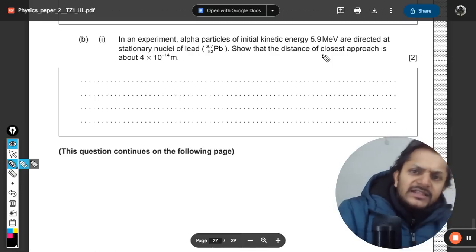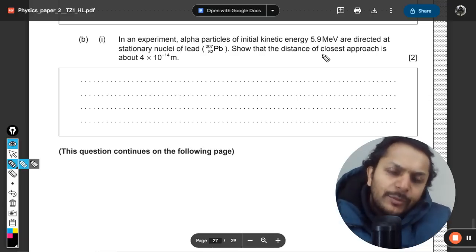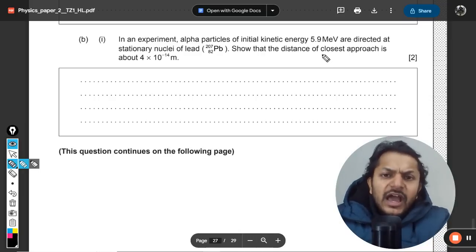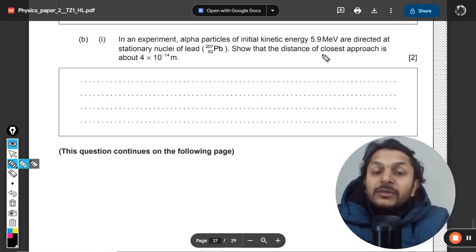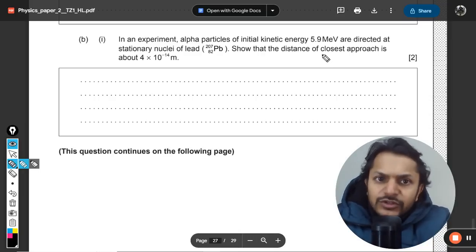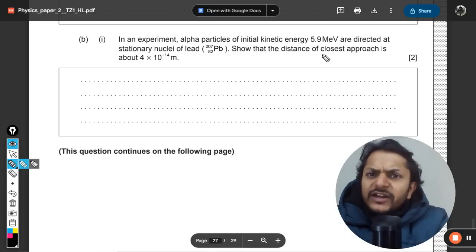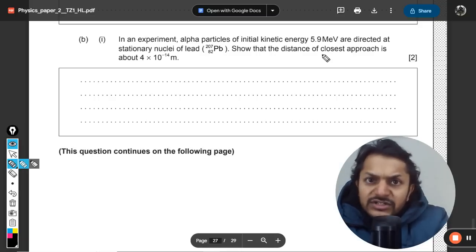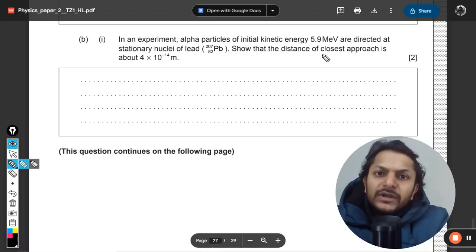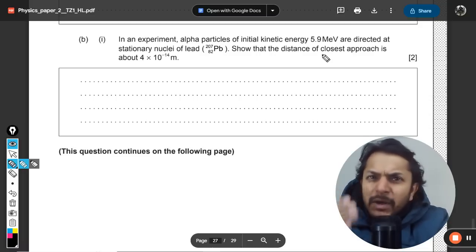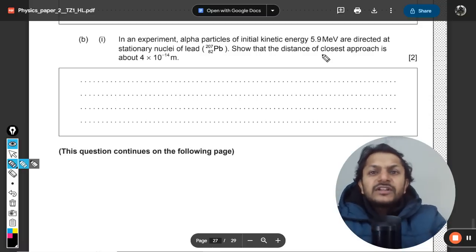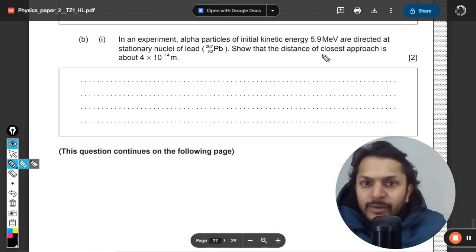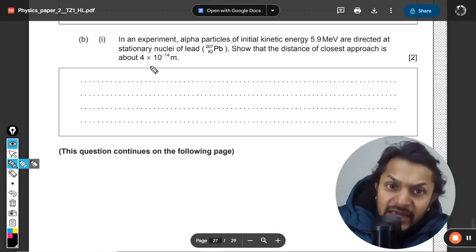Now this is a different topic, topic 12, the Rutherford experiment that we did, in which we learn about the distance of closest approach. The earlier question, 8a, was about photoelectric emission, and this is about the Rutherford Geiger Marsden experiment, in which they were using gold film and bombarding it with alpha particles. This is what is happening here.